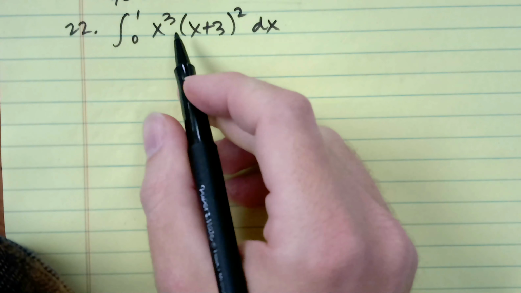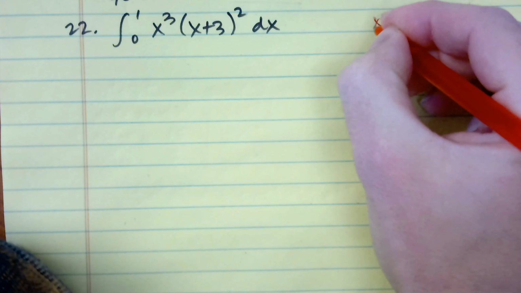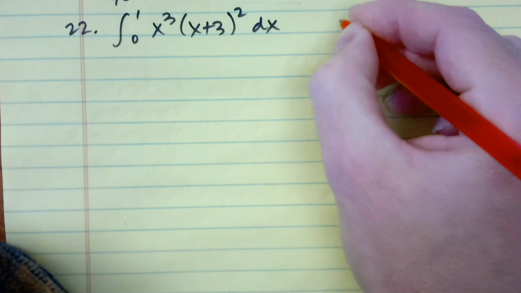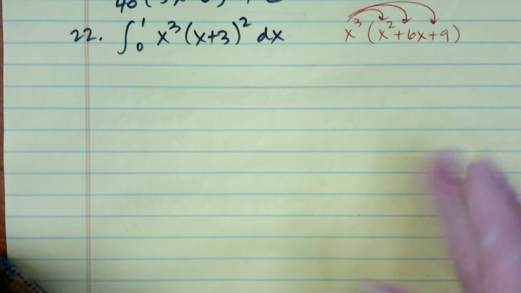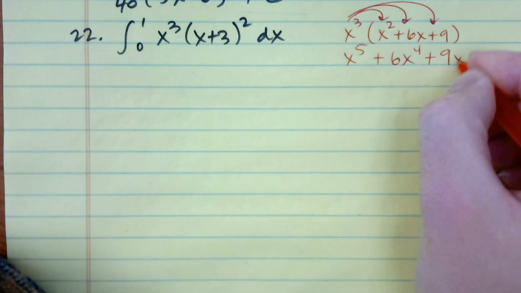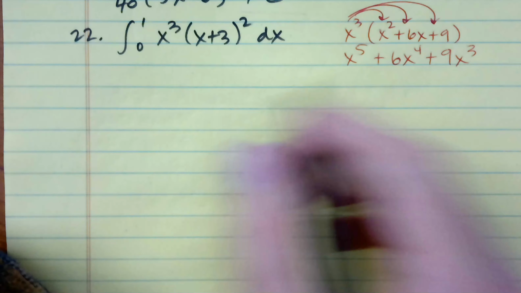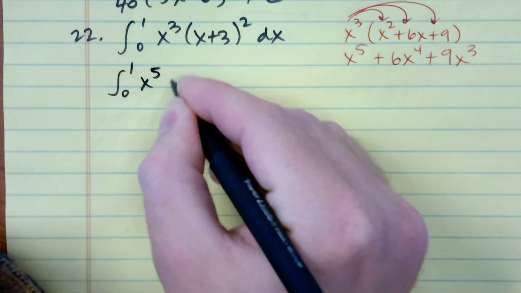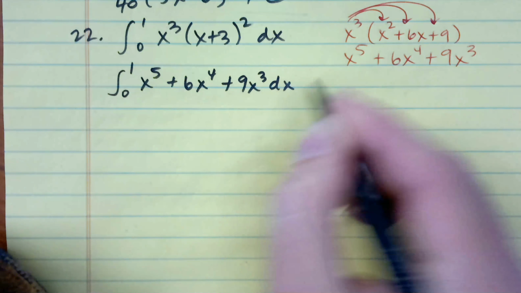So x plus 3 squared, maybe I'll just go off to the side and do a little bit of this algebra. So x plus 3 squared is going to be x squared plus 6x plus 9. And then I'm going to distribute that x cubed over it and get x to the 5 plus 6x to the 4 plus 9x to the 3. Ooh. Numerically, this is not going to turn out great. The integral from 0 to 1, I guess at least the zero's there. So that's x to the 5, 6x to the 4, and 9x to the 3 with respect to x.